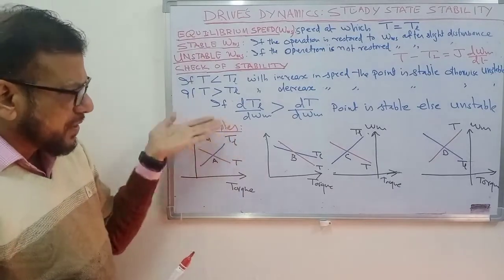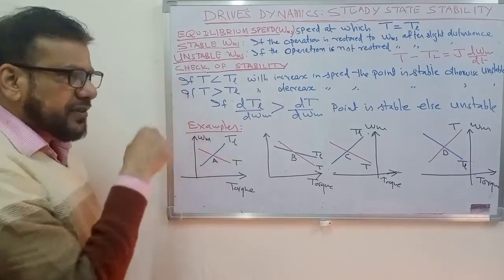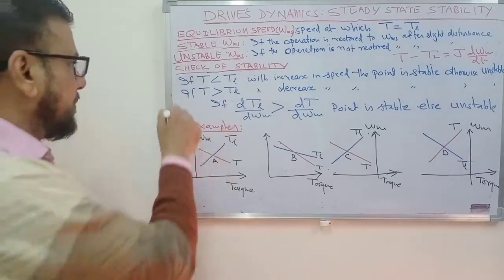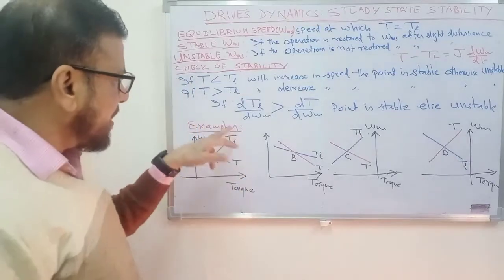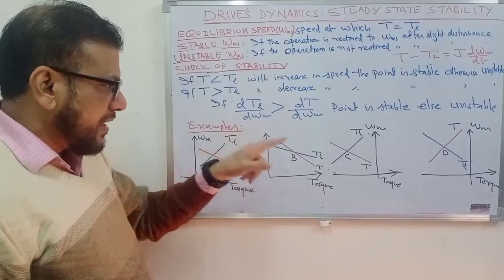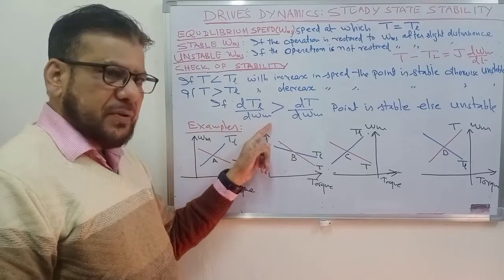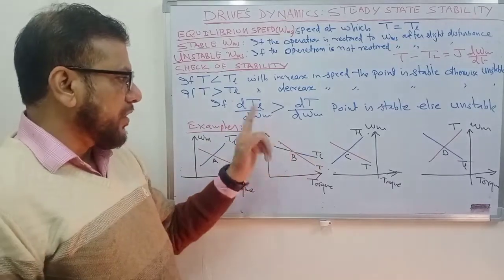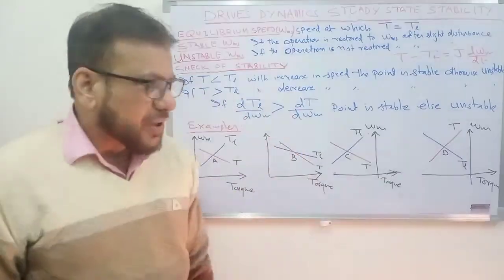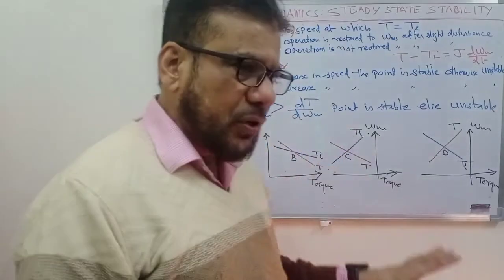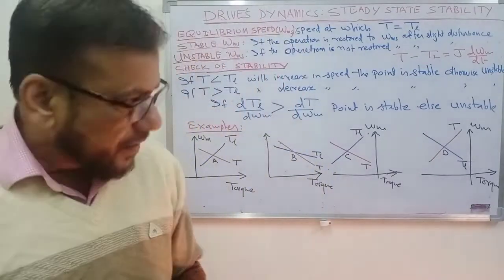So another check you can make, you can use either this method, you decrease the speed slightly and see what happens, or you increase the speed and check what happens, or you can make another check that you find out at the operating point the value of dTL upon d omega m, and check whether it is more than or less than dT upon d omega m. If it is more, then you can say that the point is stable, otherwise it is unstable. So this also you can do.